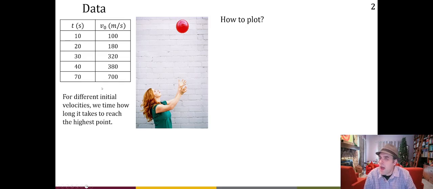Well, how do we plot it? What do we plot on the x-axis, the y-axis? What does the slope mean? What does the intercept mean? Well, let me walk you through how we can figure that out. So we always want to start with a physics equation.